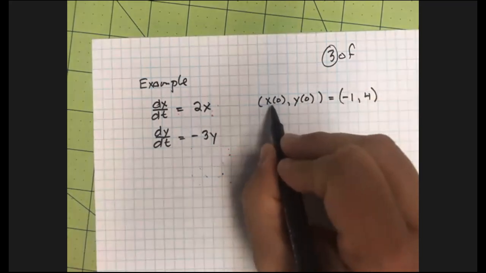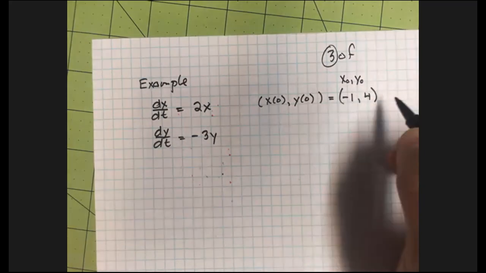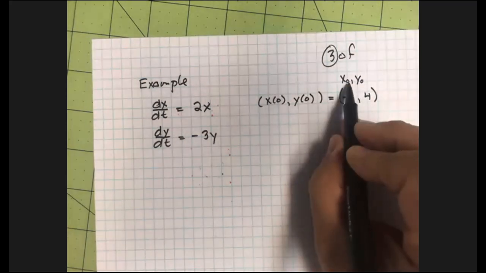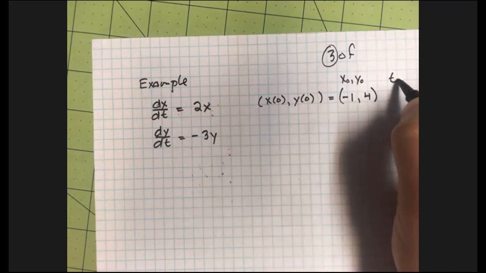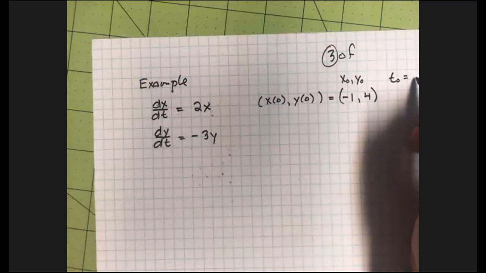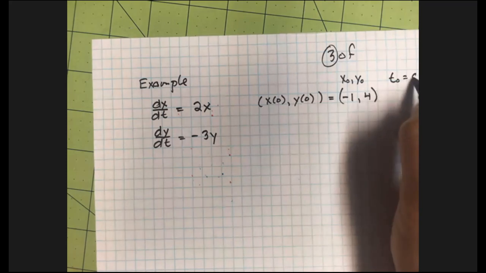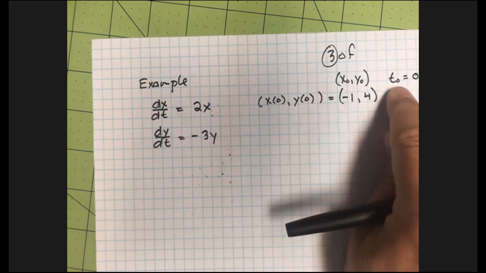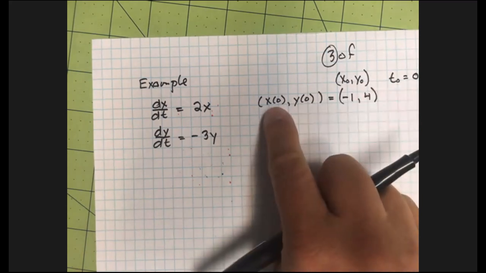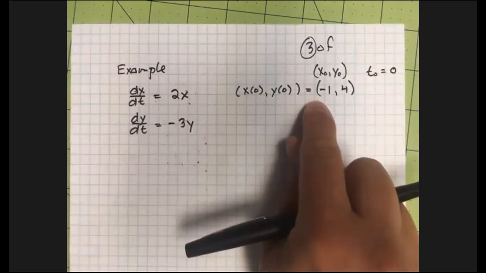Sometimes people abbreviate x of 0, y of 0 as just x naught, y naught. But when you say this, don't say t is zero. This is x naught, y naught, because maybe t naught could be some other number like 3 seconds or 2 seconds or 1 second. But in this problem, I chose t naught to be zero. So when someone says x naught, y naught, they're generally referring to a general t naught. If I want to be specific that t naught is equal to zero, I either have to state it or physically write it in here.